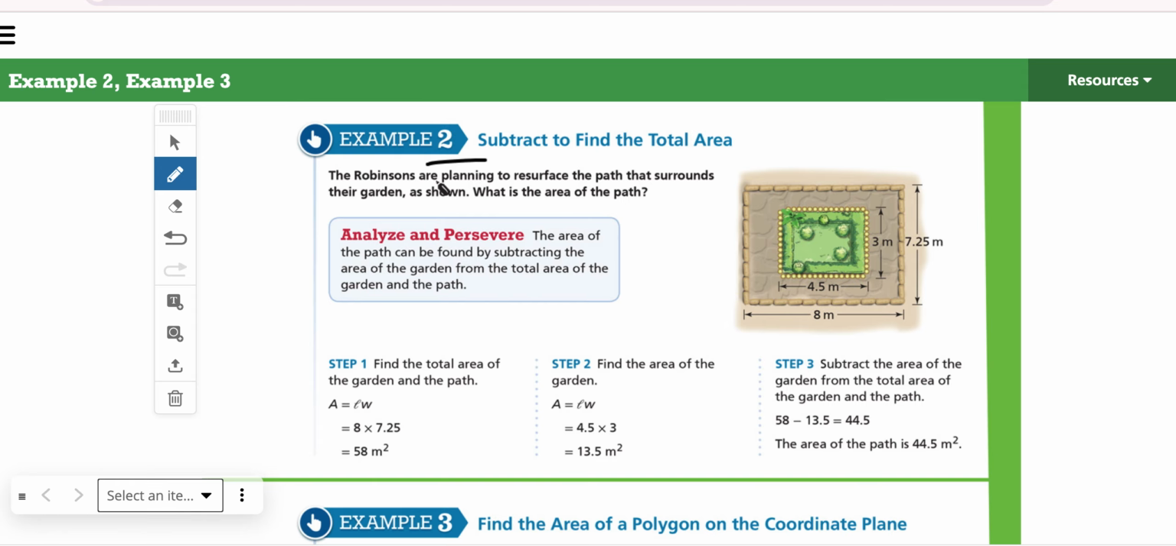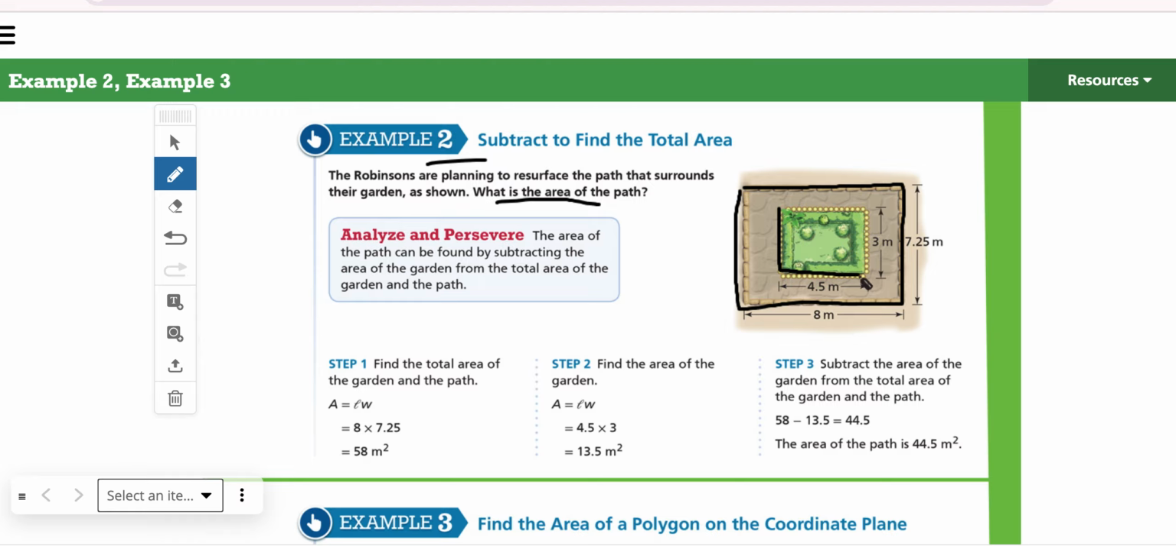Example number 2 said the Robinsons are planning to resurface the path that surrounds their garden. And what is the area of the path? So here's your picture, okay, and they want you to find the area that surrounds the garden. So the garden is this green area inside, and they want this path, this brown area. Okay, so on the example they're showing you. So first, before we look at what they did, we're gonna look at the shapes that we have. So we have a big rectangle, which is this one, and then we have a little rectangle, which is the actual garden.